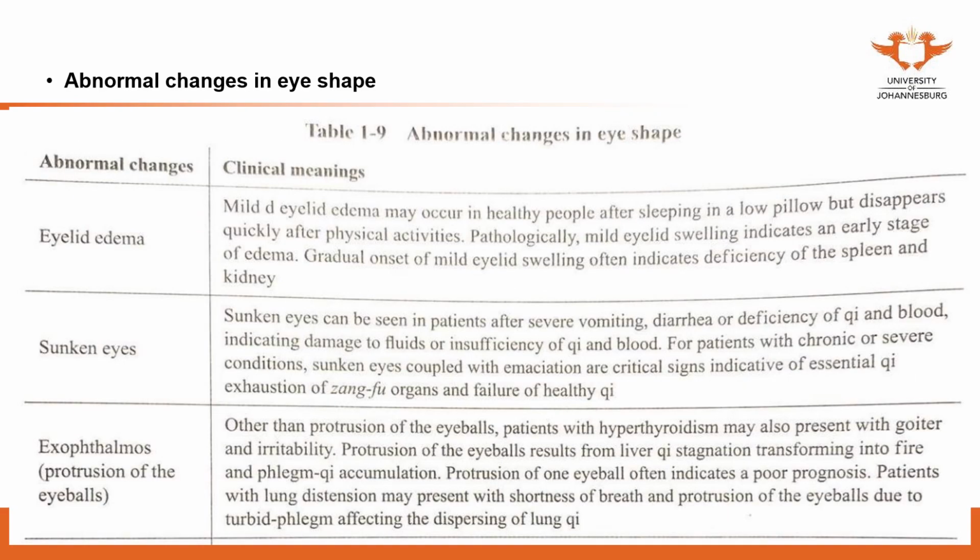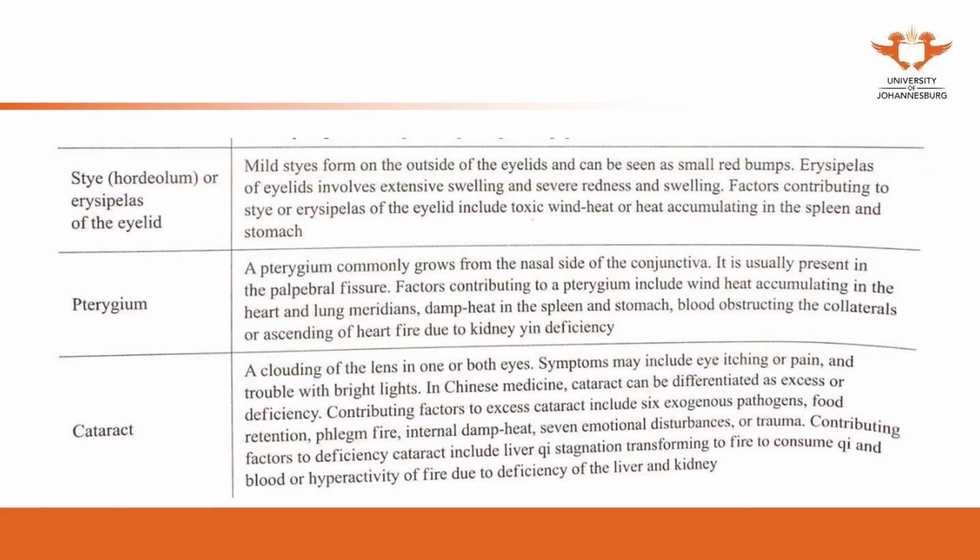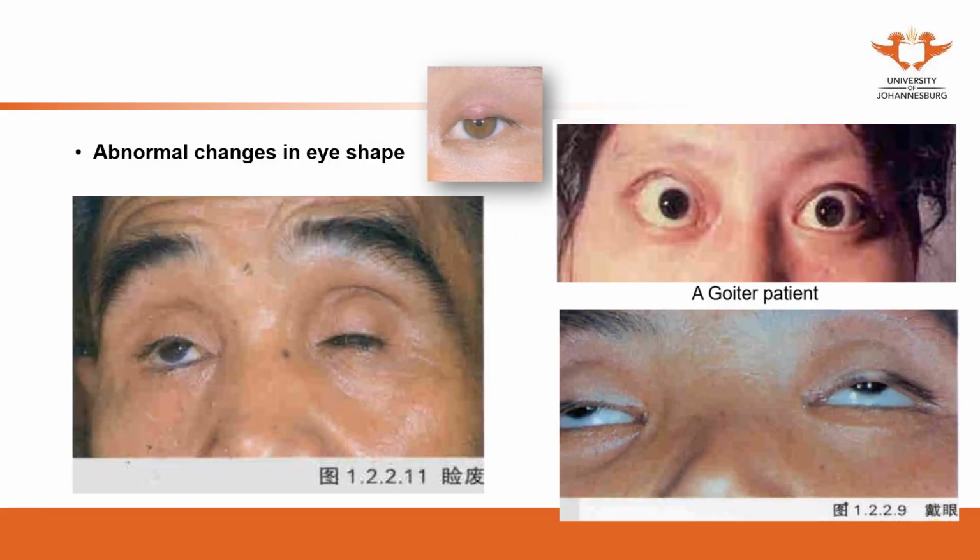So these are some other abnormal changes of the eye shape. You can go through the description by yourself. We're going to show you some images. The abnormal change in eye shape is seen in the eyelid. This patient could not lift up the left side of the eyelid.